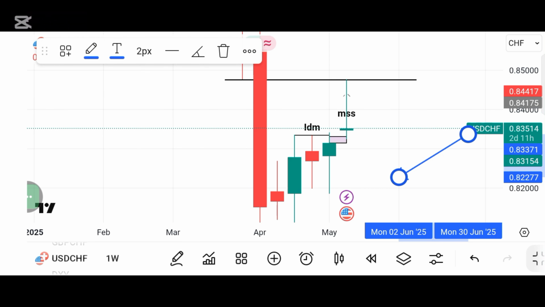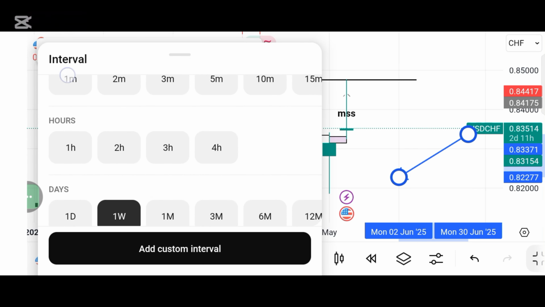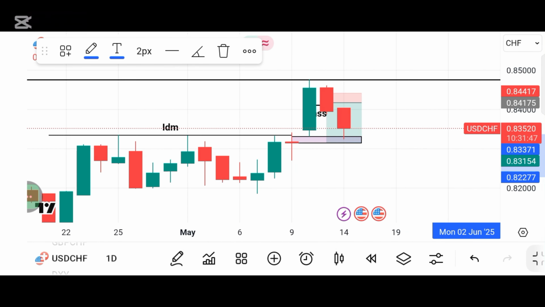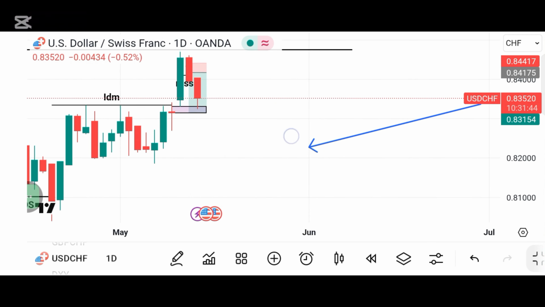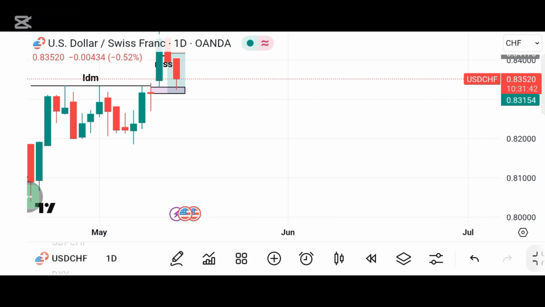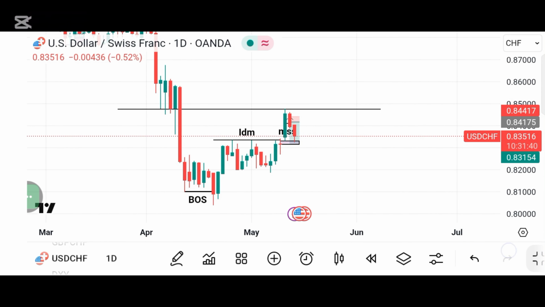Now go back to the weekly. Okay, this is the weekly time frame. Go back to the daily time frame. This is what we have on the daily time frame. Daily time frame, I had this to be a daily order block, although the daily order block was not too defined. You can check the 4 hour time frame.